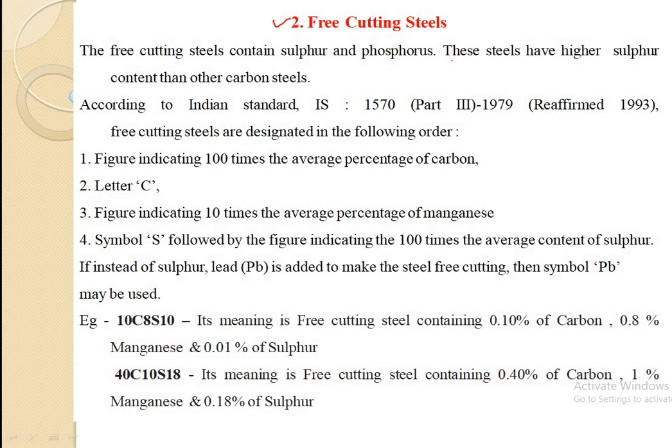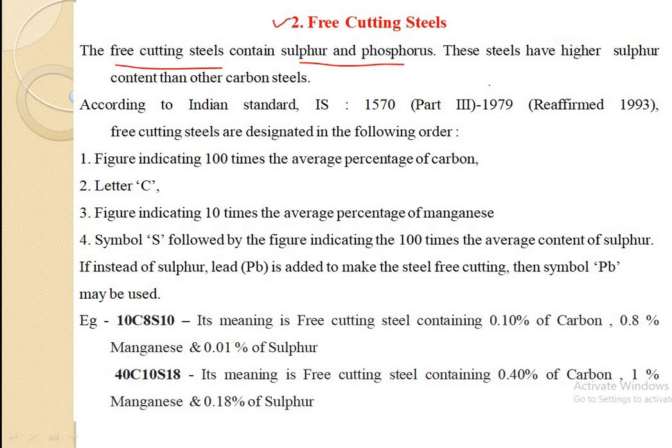So the next steel is the free cutting steel. In simple language, free cutting steels contain sulfur and phosphorus. Now if we add sulfur and phosphorus in mild steel, then that steel will become free cutting steel. Means these are the two alloying elements. Sulfur and phosphorus are alloying elements.